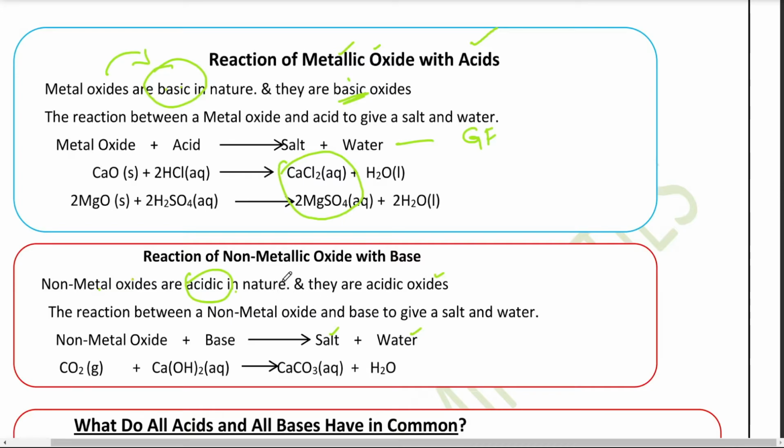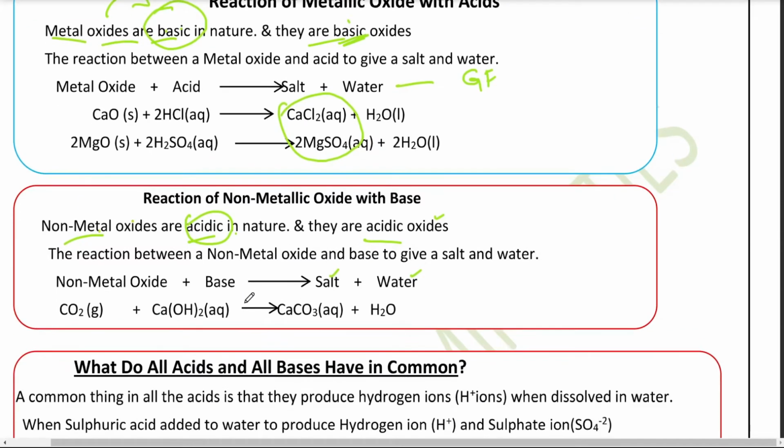Okay, so this is the little confusion part. You need to be very clear. Metal oxides are basic in nature, non-metal oxides are acidic in nature. These are basic oxides and they are acidic oxides. Both byproducts are the same, salt and water itself. It's just that how they form with acid and base differs.